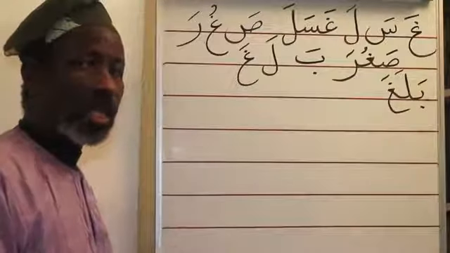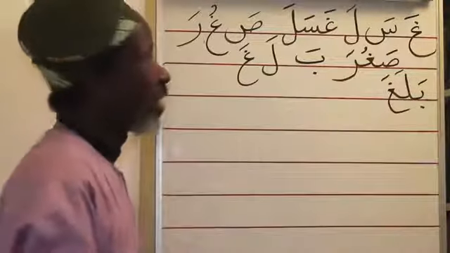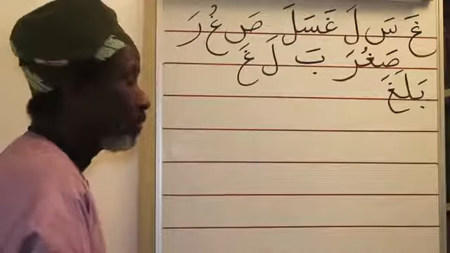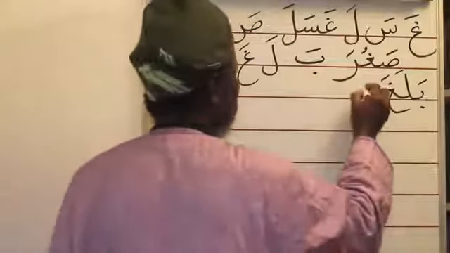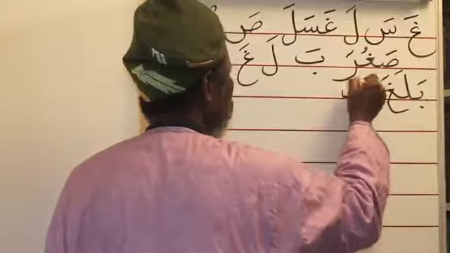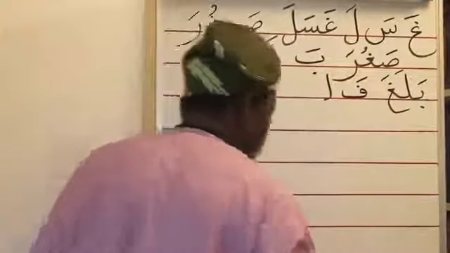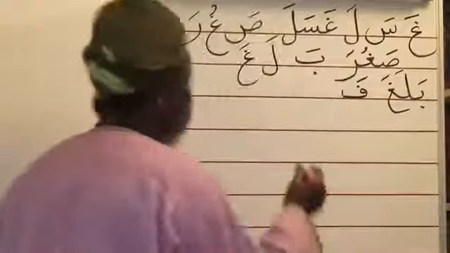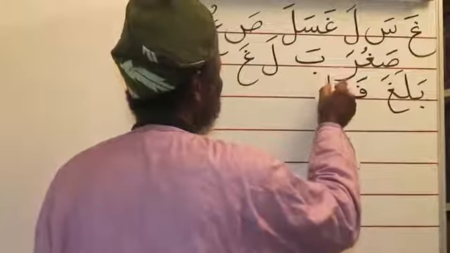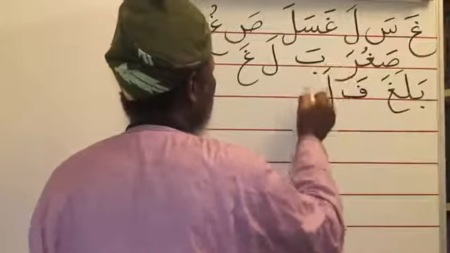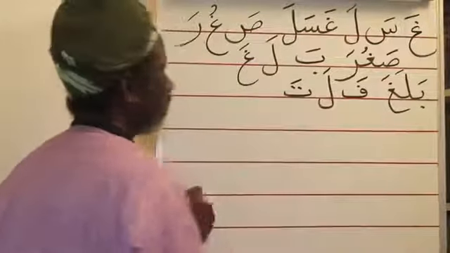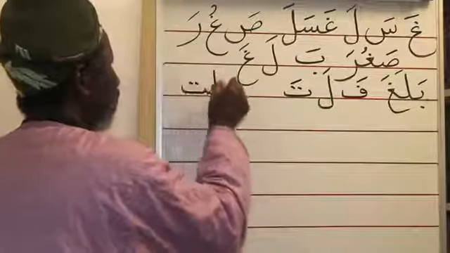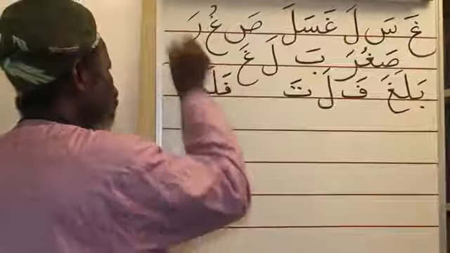Ain, Ghain. Next letter is Fa. Fa at the beginning. We're still on page 37. So we have Falata. Let's make sure that our lam comes right below the line before we cut it up. So fa la ta. Falata.